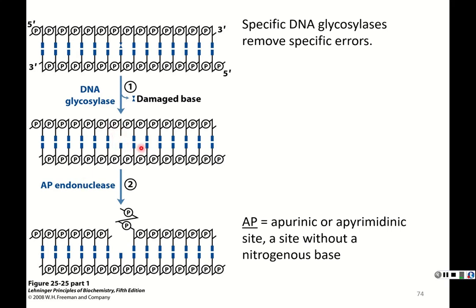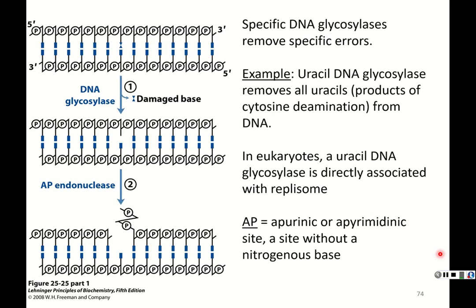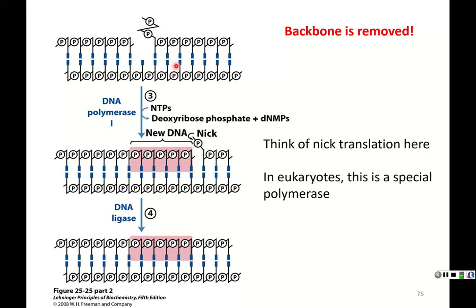Okay, no base there. Okay, then our AP endonuclease comes in and sees that AP site, and it then cleaves that phosphodiester bond at that point. Some specific examples are shown here. So the backbone is actually removed there, and DNA polymerase 1 will then come in and add new nucleotides.